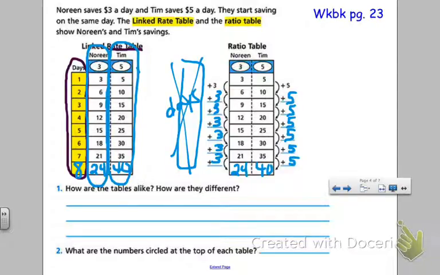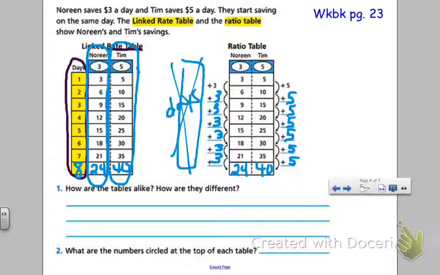So the ratio table is very similar to the linked rate table, except you do not have that extra unit column. It's only comparing Noreen and Tim and their individual rates at which they save money. But notice the units are the same. Even though they're saving at different rates, they're still saving money, right? We're talking about money for Noreen and money for Tim. The units are the same.